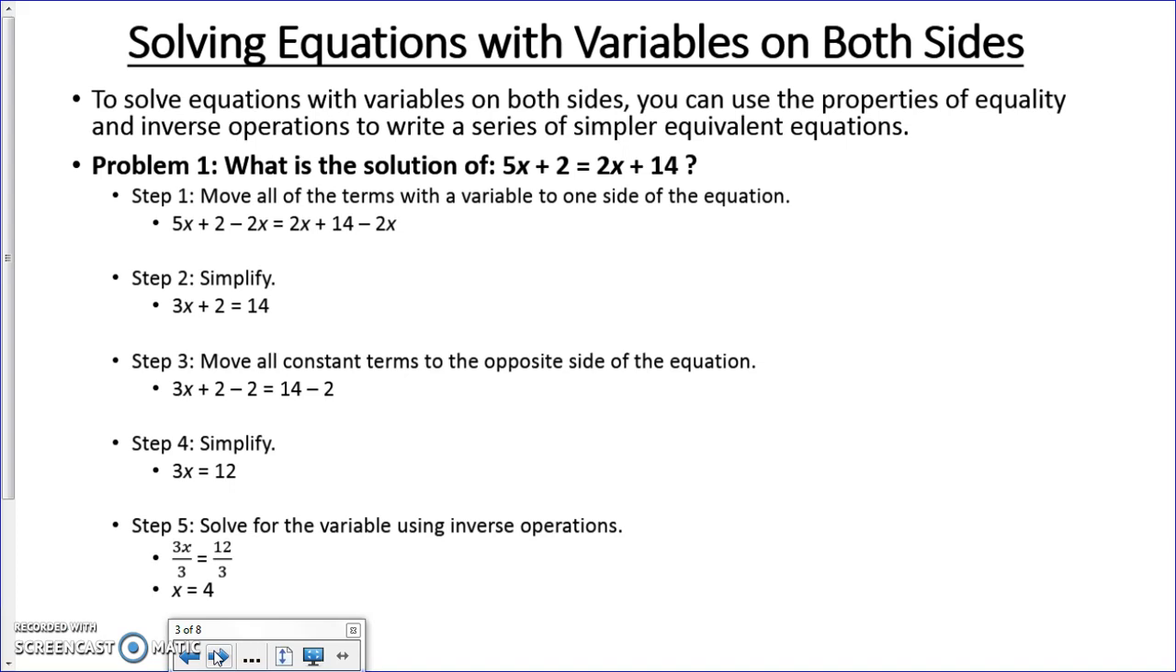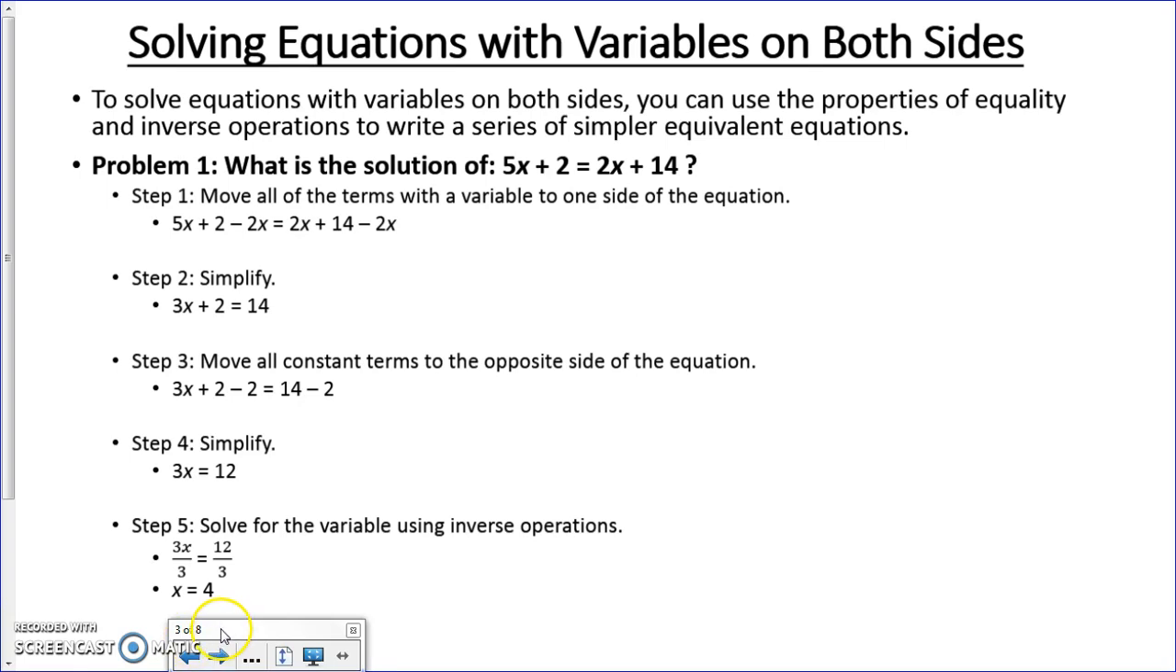Solving equations with variables on both sides. To solve equations with variables on both sides, you can use the properties of equality and inverse operations to write a series of simpler equivalent equations. Problem 1. What is the solution of 5x plus 2 equals 2x plus 14?